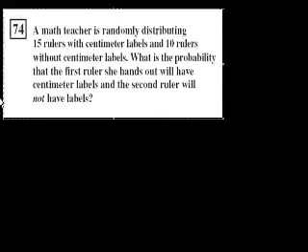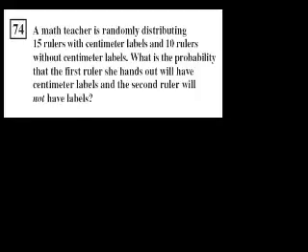All right, let me see. What do they want us to do here? A math teacher is randomly distributing 15 rulers with centimeter labels and 10 rulers without centimeter labels. What is the probability that the first ruler she hands out will have centimeter labels and the second ruler will not have centimeter labels?